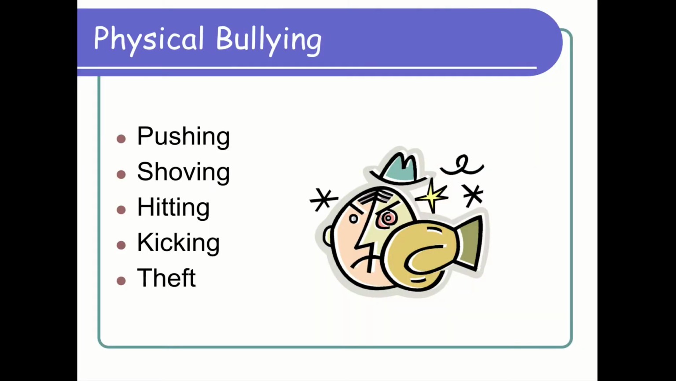Some examples of physical bullying would be pushing, shoving, hitting, kicking, or theft. So, stealing something from somebody is an example of physical bullying. I want you to really take a second and think about these again. I'm going to repeat them one more time: pushing, shoving, hitting, kicking, theft.